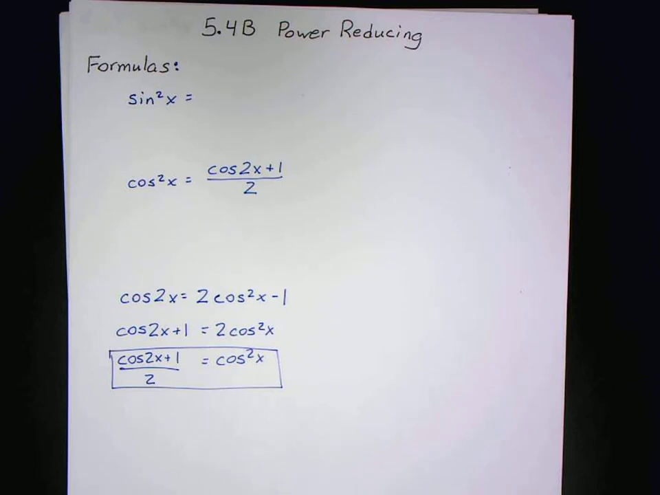So in order to get rid of the power, you have to get a 2 inside of your cosine. It's a trade-off. You can either get rid of the double angle or you can get rid of the power. It depends on what your goal is.